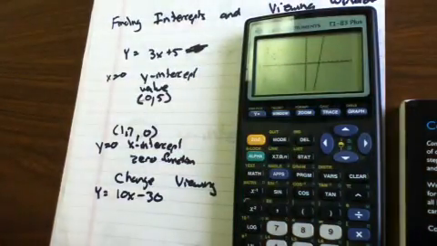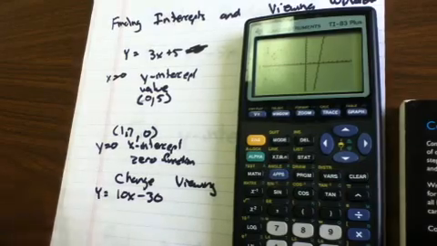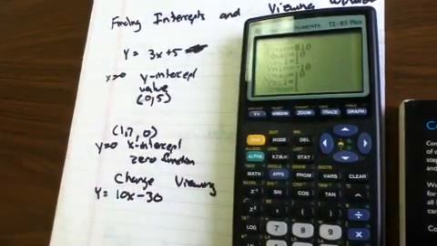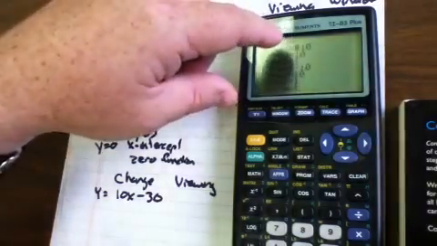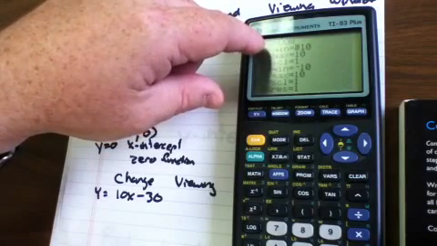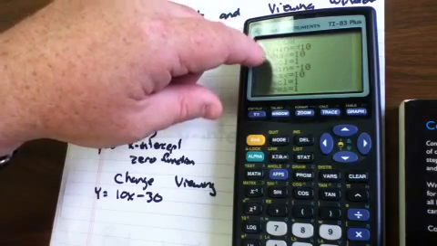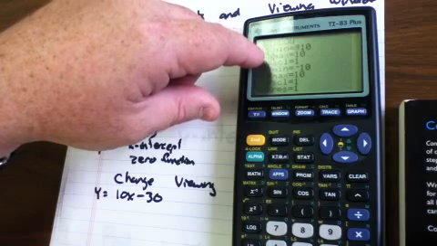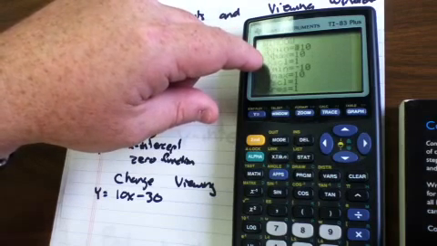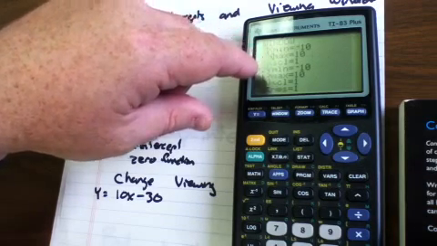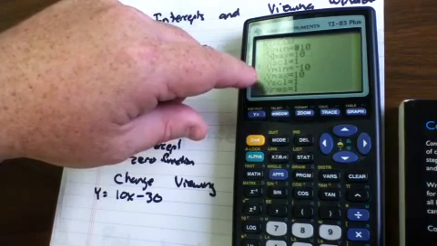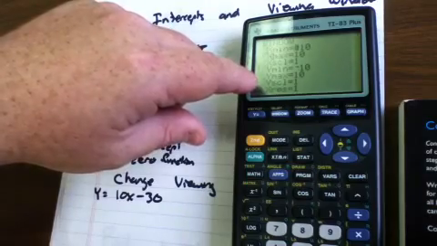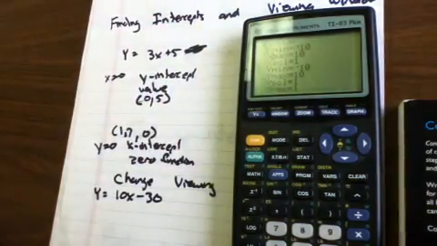To look at the standard settings, I simply hit the window button. The standard settings tell me the minimum, the maximum, and the scale for both the x-axis and the y-axis. The low bound for the x-axis is minus 10, the high bound for the x-axis is plus 10, and the scale, which is the difference between the tick marks, is 1. For the y-axis, y-min is negative 10, y-max is plus 10, the scale is 1, and this x-res you don't have to worry about.